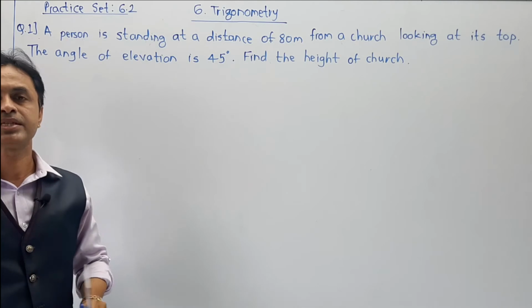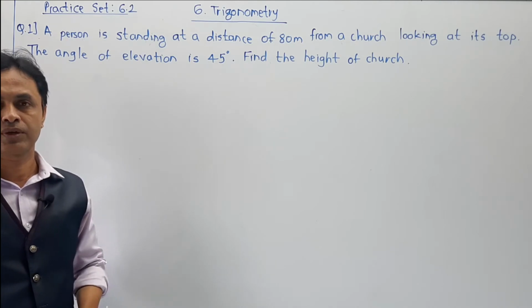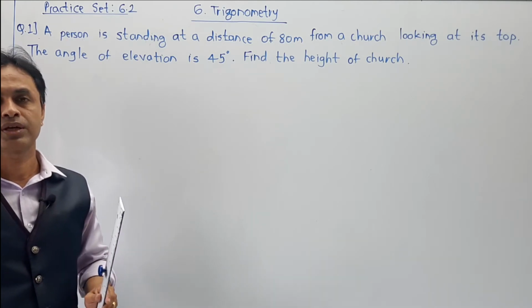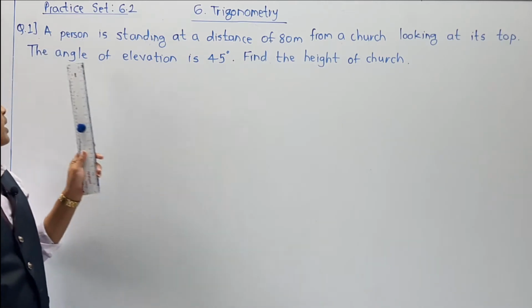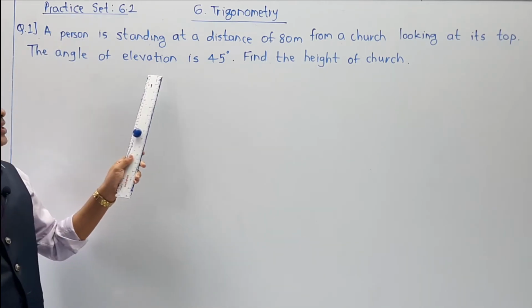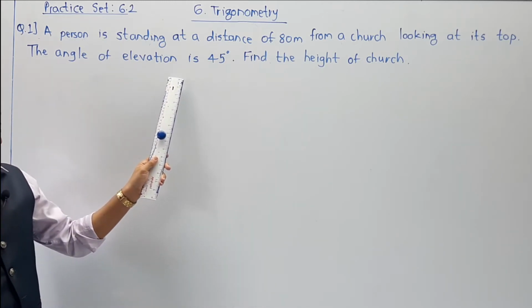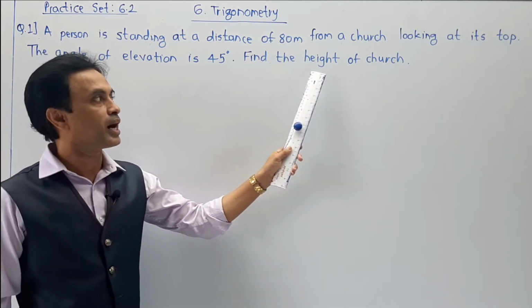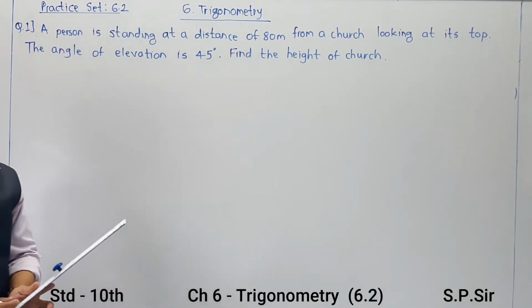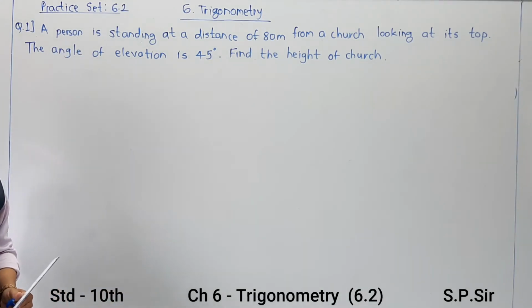Naturally, the person may be standing on the surface of a road, and he is watching the top of the church. The angle of elevation is 45 degree. They have given the angle of elevation as 45 degree. Find the height of the church. Now, one by one, try to understand the explanation that I am going to give you for this numerical.